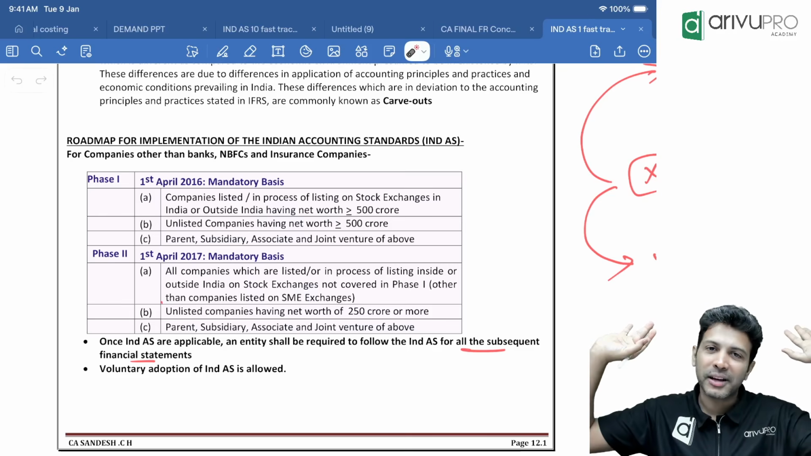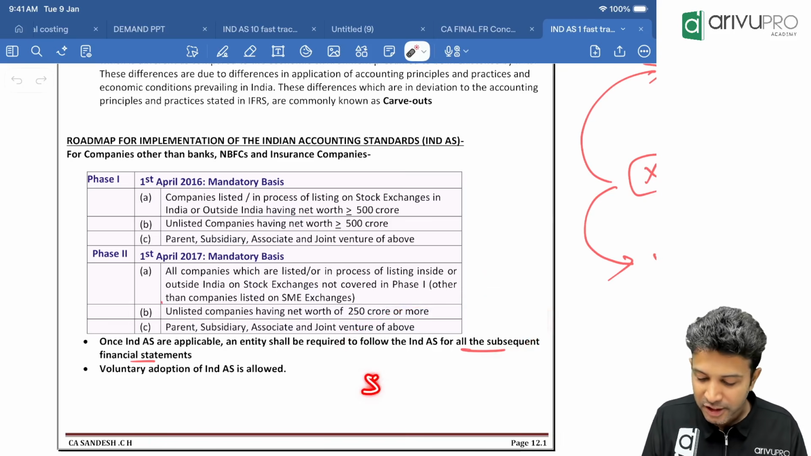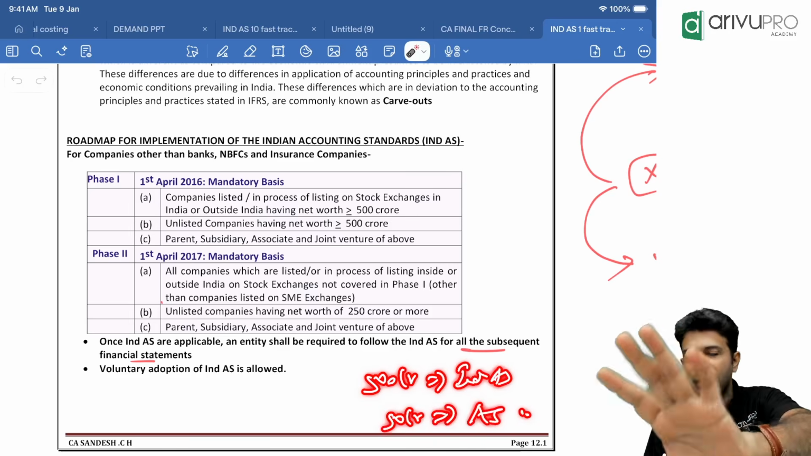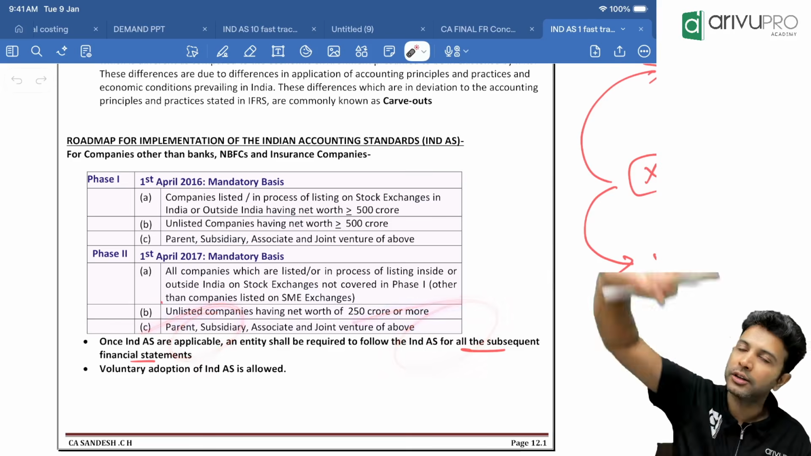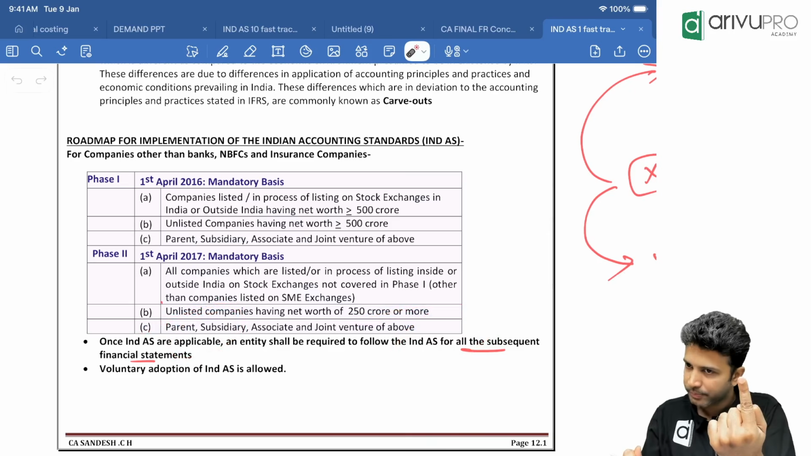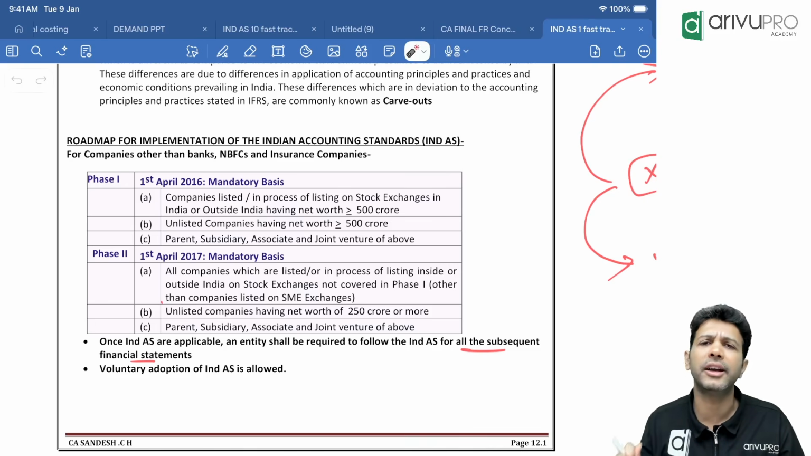Once Ind AS is applicable, then permanently Ind AS for you. You can't say this year my net worth is 500 crore, so I'll apply Ind AS, and next year my net worth became 50 crore, so I'll shift to AS. Once Ind AS is applicable, it is permanently Ind AS for all the future years. Every year you don't have to check the net worth limit. Check only once. If it is satisfied, then permanently Ind AS for you.